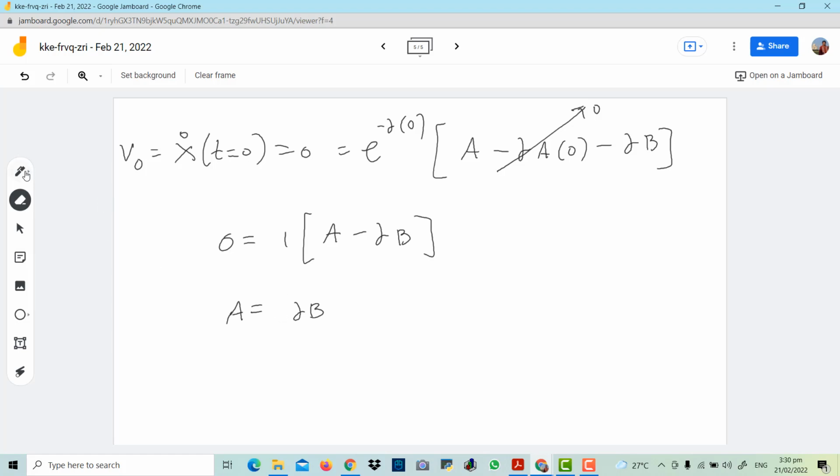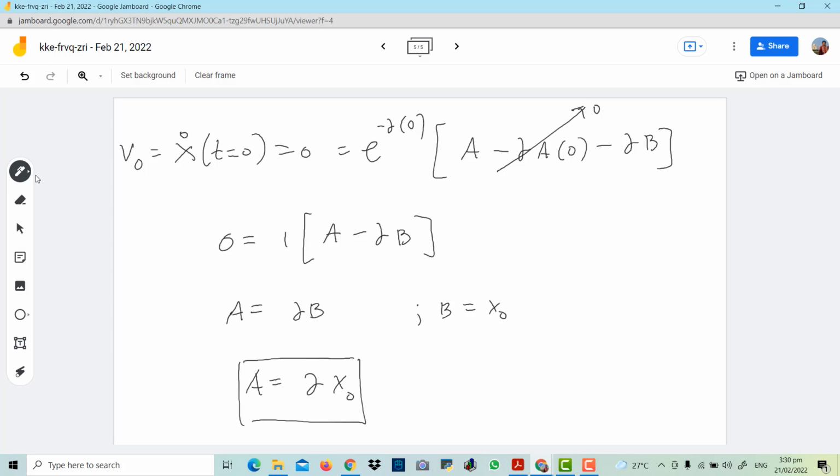And we know b, right? B is equal to x naught. Since b is equal to x naught, therefore a is equal to gamma times x naught. Again, remember: in your differential equation, if I want to solve for the constants, I need the initial conditions of your system. In electromagnetism, we call that boundary conditions. In quantum mechanics, we also call that boundary conditions. So they are the same, initial conditions or boundary conditions.